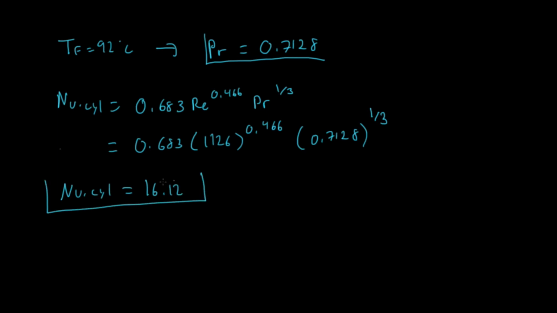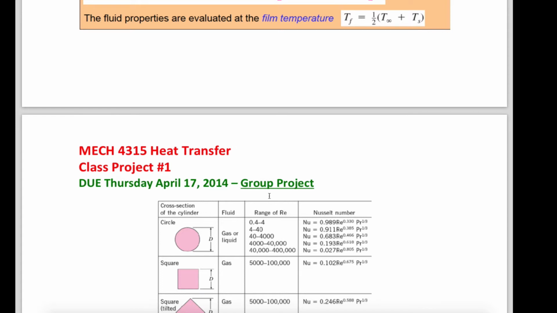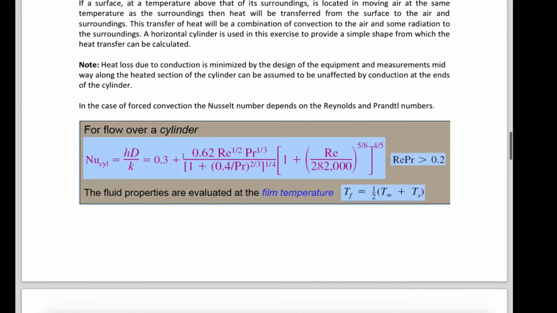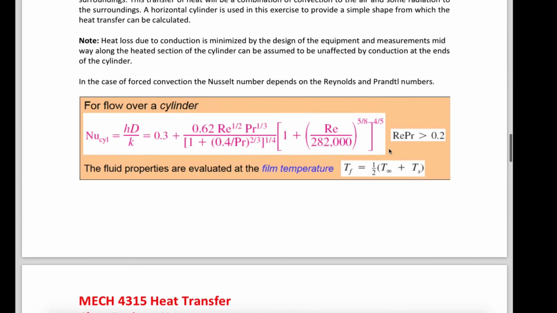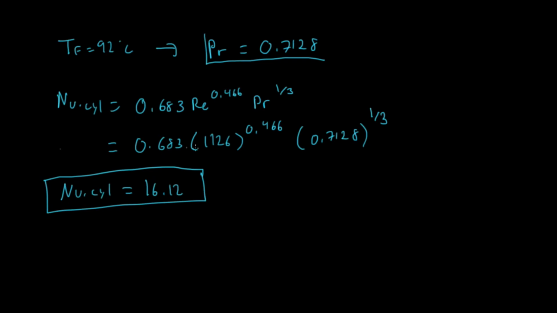This is our Nusselt number. This is one of our answers. And something that you could do is you could go back to this equation and you could check it with this one and see if this one does indeed match what you get here. All right, let's move on. All right, so we have one of our answers. Now what we have to do is we need to find Q convection. We found Nusselt number, now we need to find Q convection. How are we going to do that?